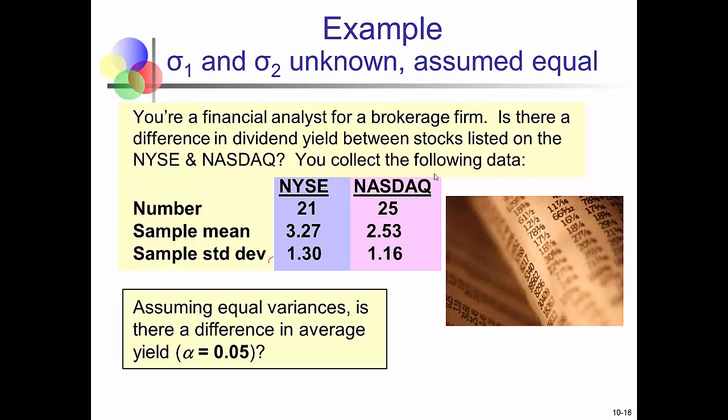So suppose you go onto something like Yahoo Finance and you collect some information on the New York Stock Exchange and the NASDAQ. You collect 21 stocks and their dividends, and from that you calculate a sample mean of $3.27 with a standard deviation of 1.3. You collect 25 stocks from the NASDAQ and their yields, and you average that dividend yield together to get an average of $2.53 with a standard deviation of 1.16. We want to know really if $3.27 is statistically different from $2.53. Let's assume a 5% level of significance and test this.